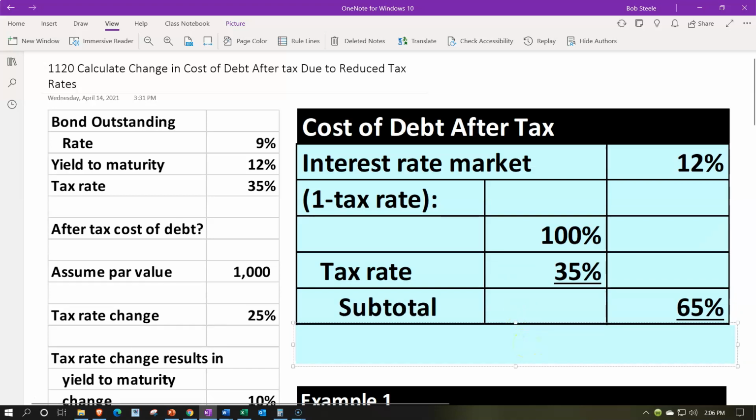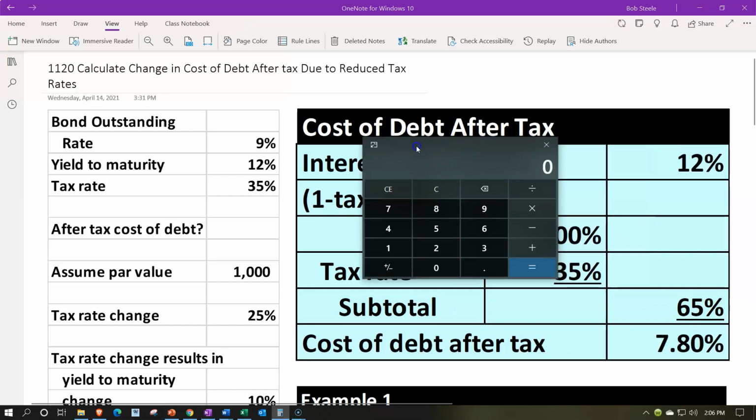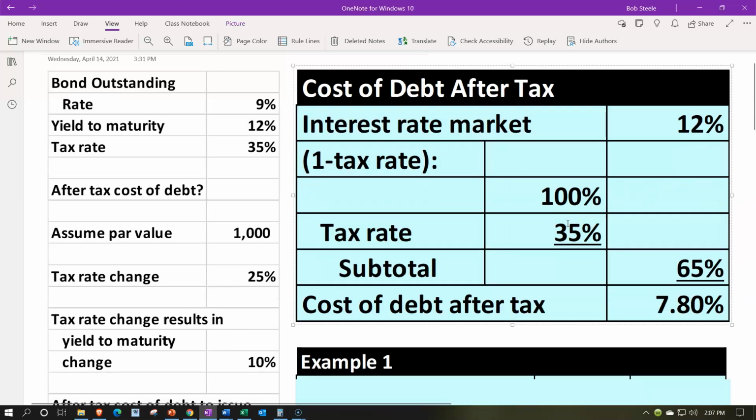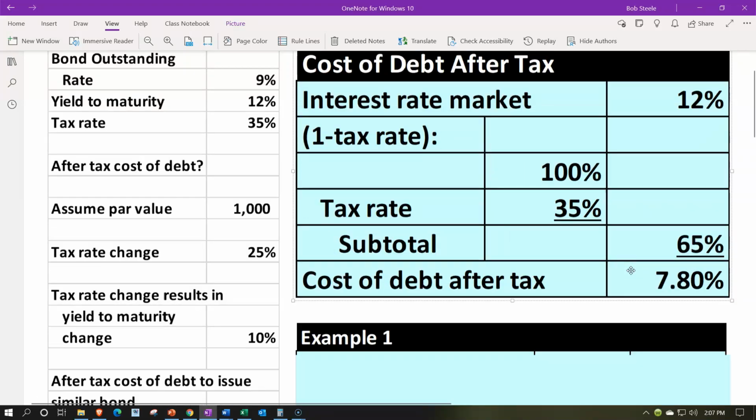Then we take the 12 and multiply it times the 0.65 to get the 7.8. So remember, 0.12 or 12% times the 0.65 gives us 0.078, otherwise known, if we move the decimal over, as 7.8%. That would be the cost, and we can compare that to other types of financing options and get some good estimates between them as we take into account the taxes that will be impacted.